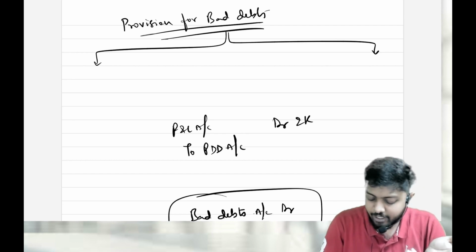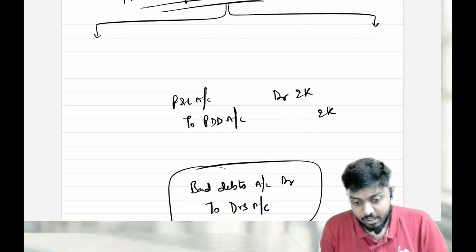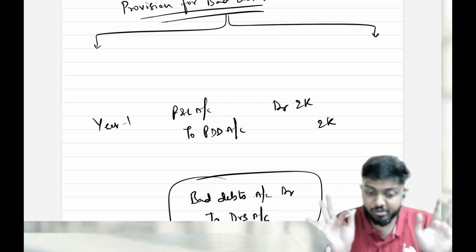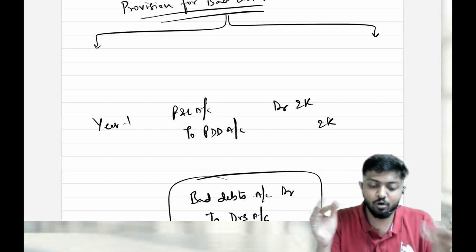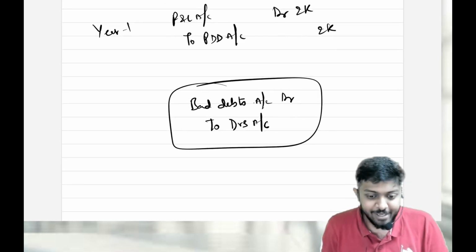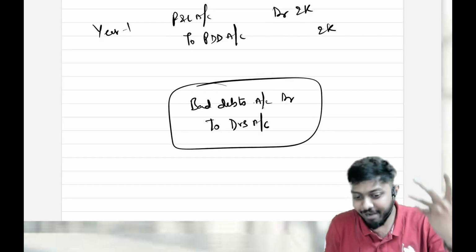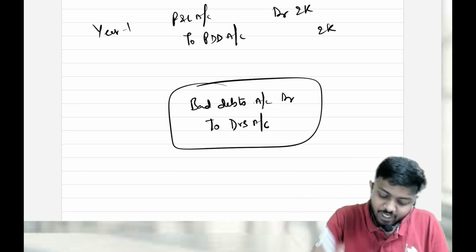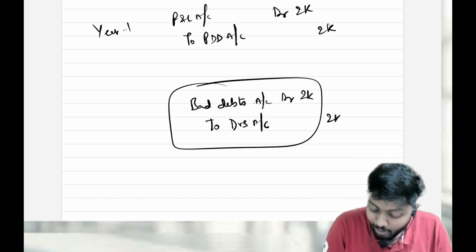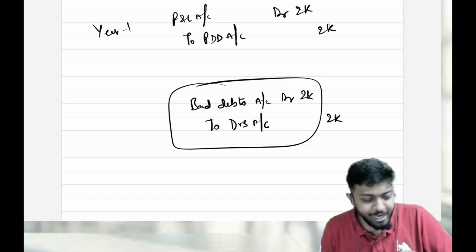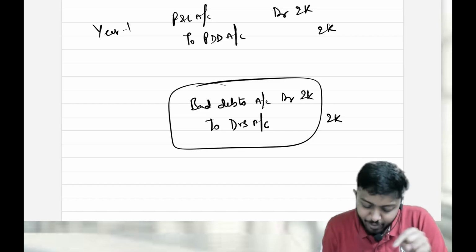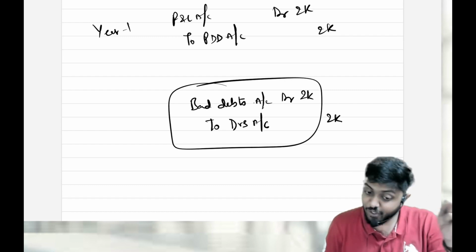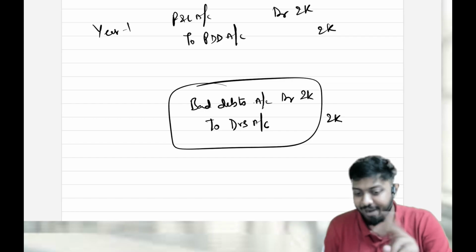Say 2K. I would have already booked that much before, at the end of year 1, saying that next year 2K of bad debt will happen. Next year, that 2K as per your estimation actually becomes bad debts. Now we pass the standard entry, bad debts to debtors, whenever bad debts actually happen, at 2K. But one problem happened: since you have already created provision in the previous year, if you debit bad debts again, the expense, the loss, is booked twice, though the bad debt is the same.